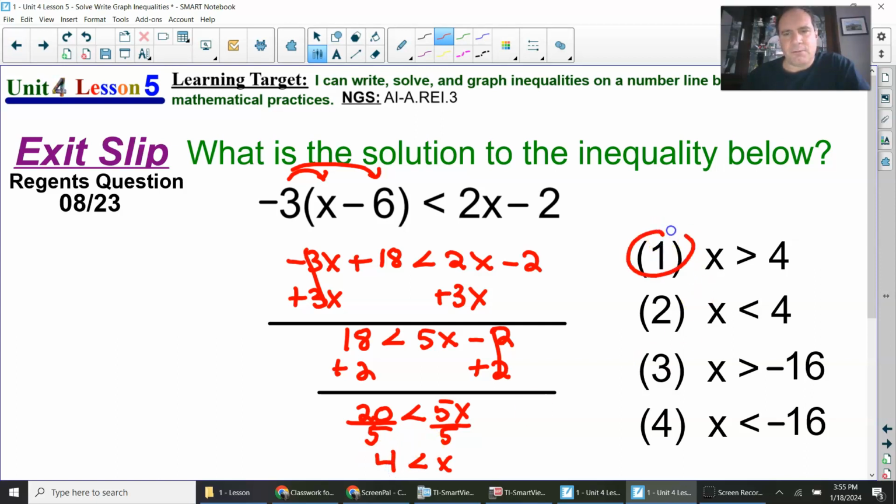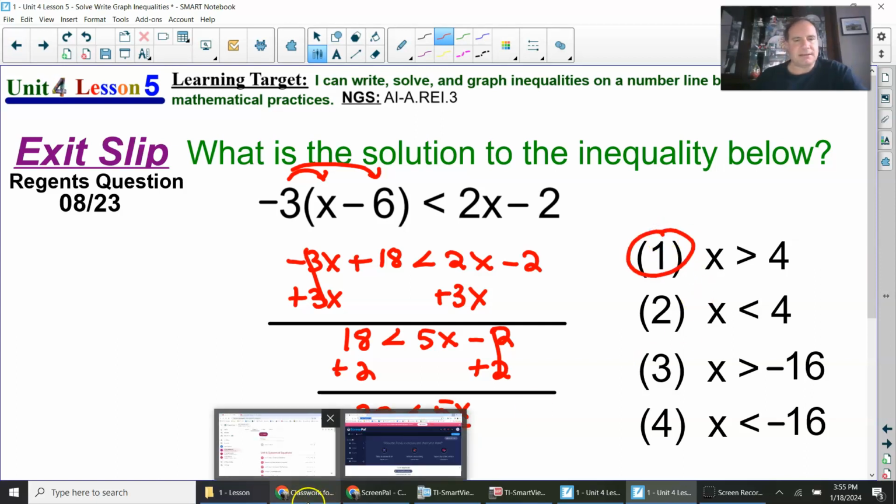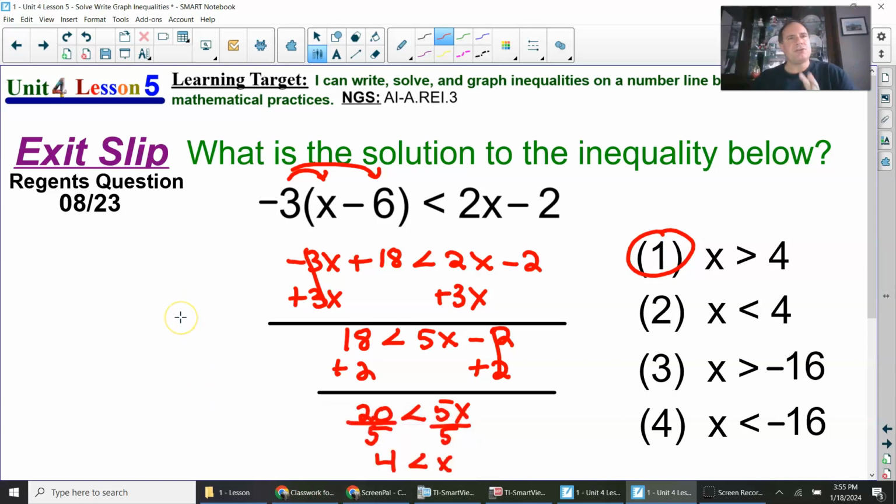X is greater than 4. Just remember to read from the variable out to the number, and then you'll be fine.